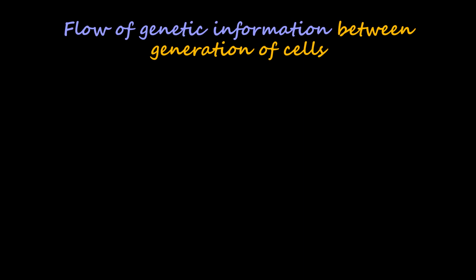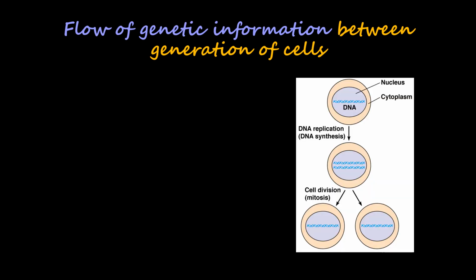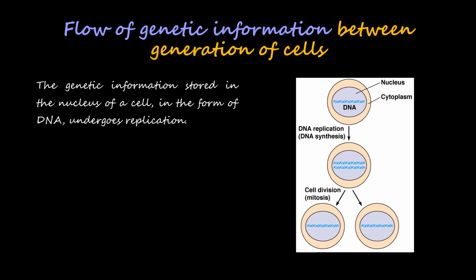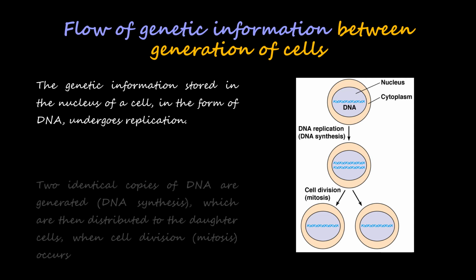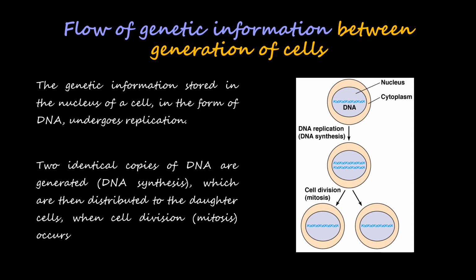Now let us talk about the flow of genetic information between generations of cells. We will be talking about the flow of genetic information within a cell as well. But if we talk about between generations of cells, we'll talk about these processes. The genetic information which is stored in the nucleus of a cell in the form of DNA undergoes replication, that is DNA synthesis. Two identical copies of DNA are generated, which are then distributed to the daughter cells when cell division or mitosis occurs.